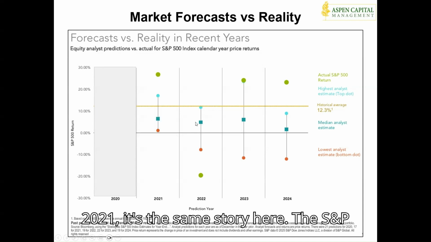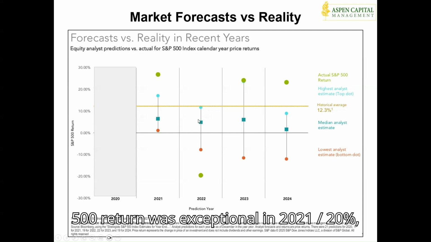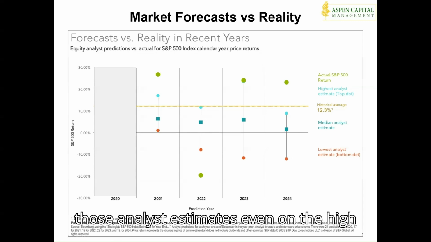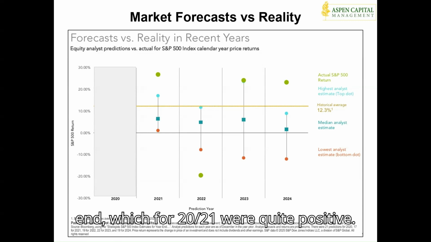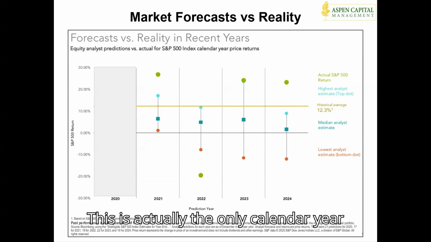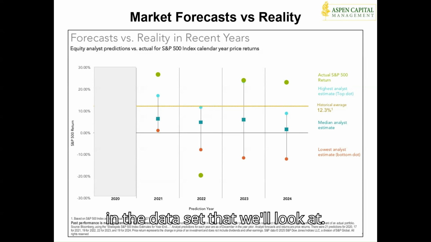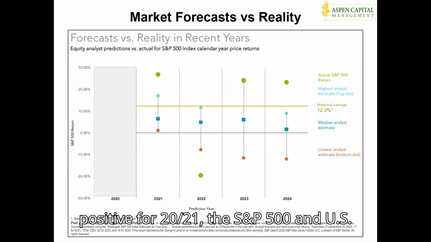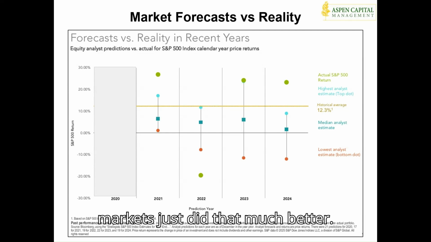2021, it's the same story here. The S&P 500 return was exceptional in 2021. Over 20%, closing in on positive 30%, and well above those analyst estimates, even on the high end, which for 2021 were quite positive. This is actually the only calendar year in the data set that we'll look at where all of the analyst estimates were positive for 2021. The S&P 500 and US markets just did that much better.